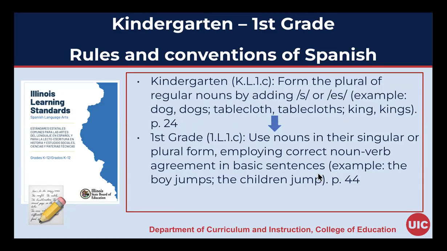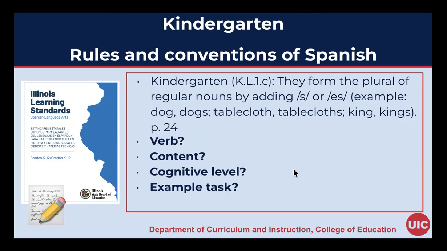When we go to first grade, it's use nouns in their singular or plural form, employing correct noun-verb agreement in basic sentences. So here I see, I already know when it's singular or plural, and then be able to add the correct ending. Versus first grade, you already know if it's singular or plural. You've done that in kindergarten. Now I'm making it more challenging for you, and there has to be noun-verb agreement. So this is how these two standards align with each other.